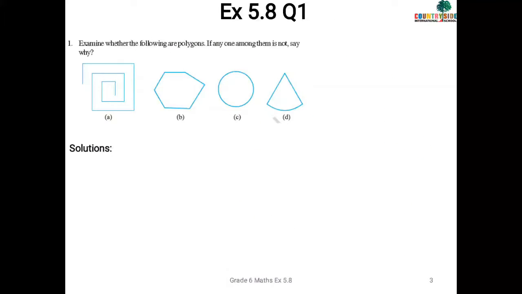So scholars, now you are clear with polygon, that is a shape made up of line segments, only lines should be there, and it is closed. So now let's start question number 1 from exercise 5.8. Examine whether the following are polygons. If any one of them is not, say why. The first one is made up of line segments, but the first figure is not closed, so that's why it is not a polygon. It is not a closed figure, hence it is not a polygon.